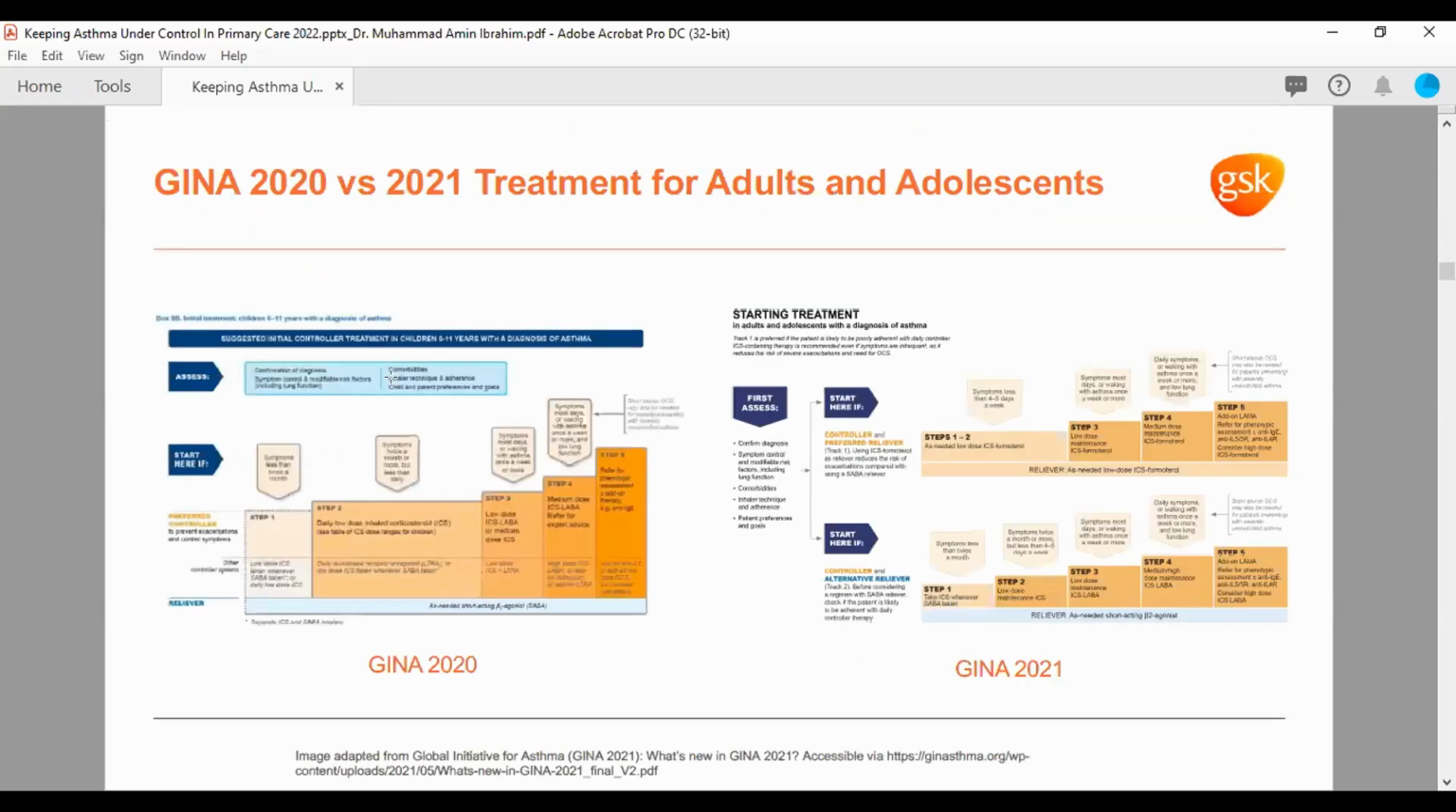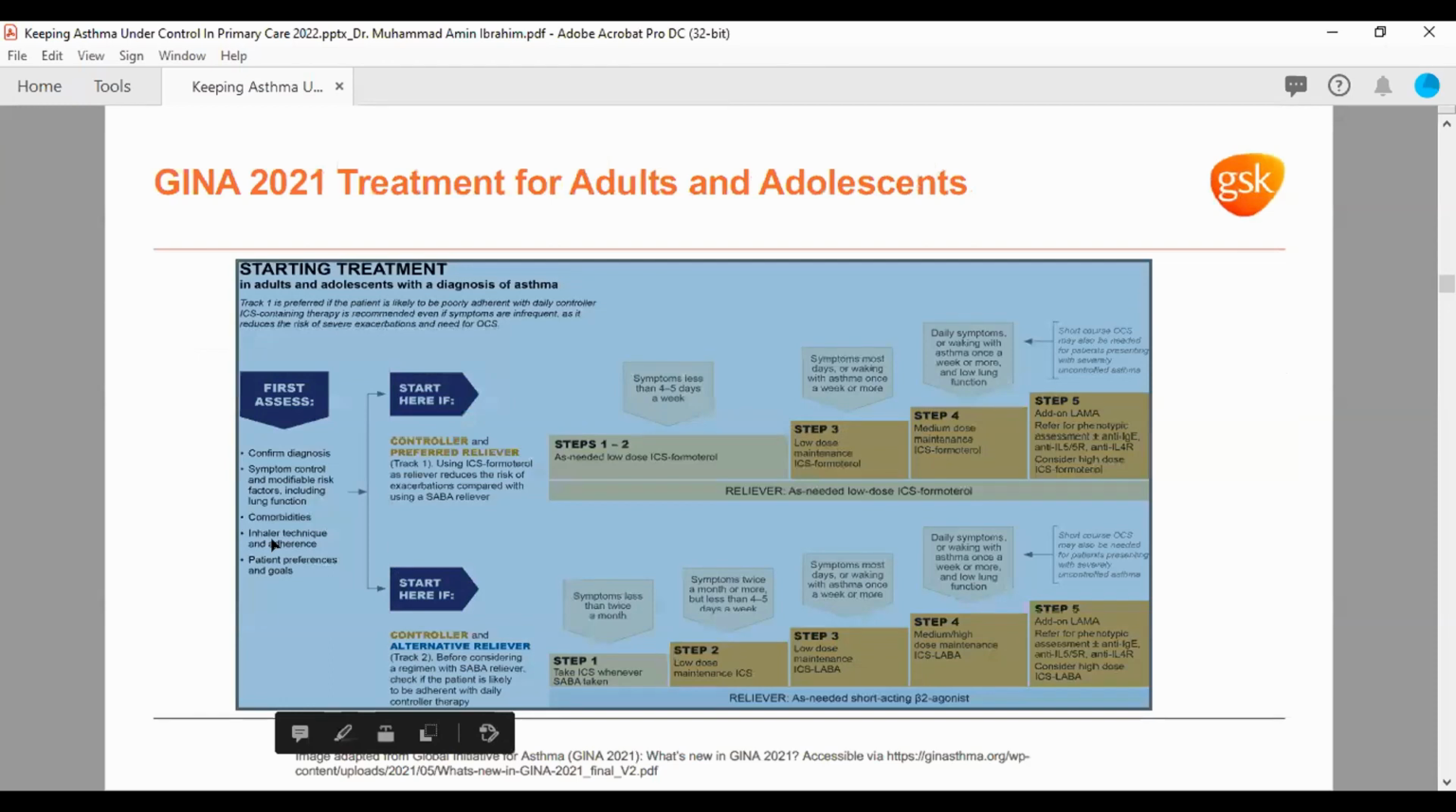If we compare, now look at the asthma guideline published by GINA in year 2020 versus the latest one in 2021. If you look at your left-hand side, this is the previous guideline. You notice in the latest guideline, there are 2 separate tracks for reliever. In the previous guideline, there's no separate track for reliever. It's too small to appreciate the writing, so let us focus on the latest guideline in year 2021.